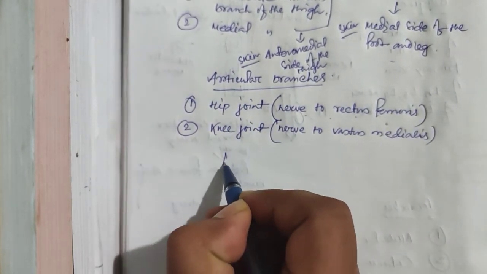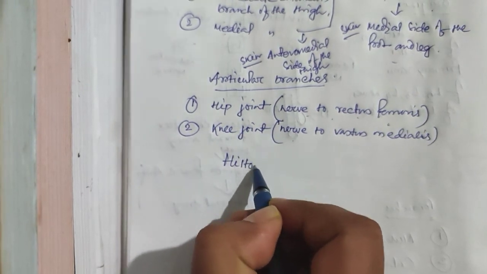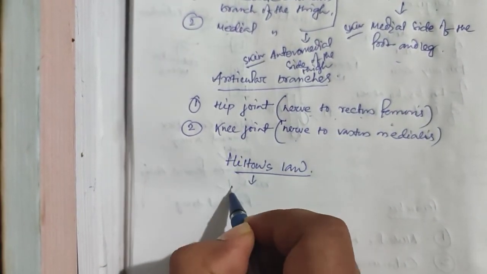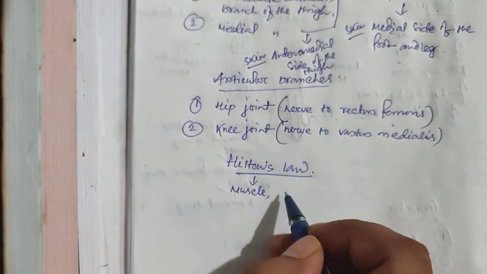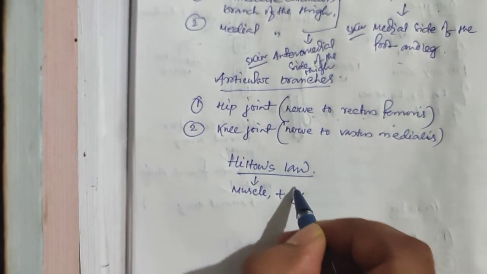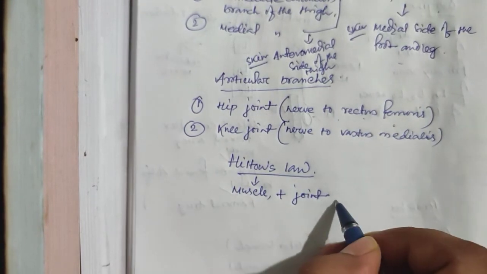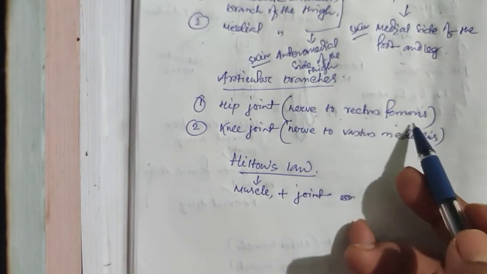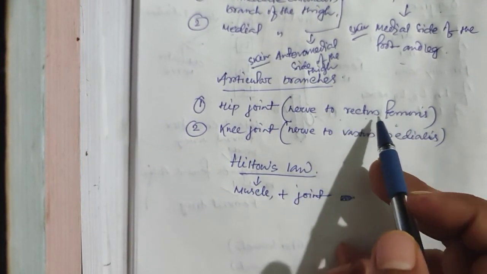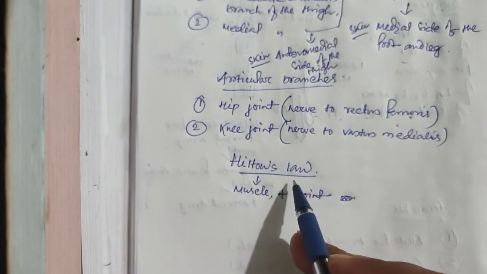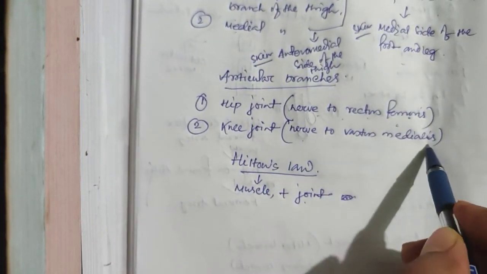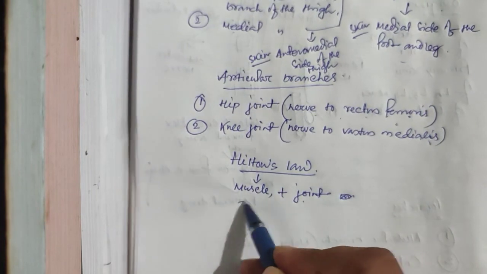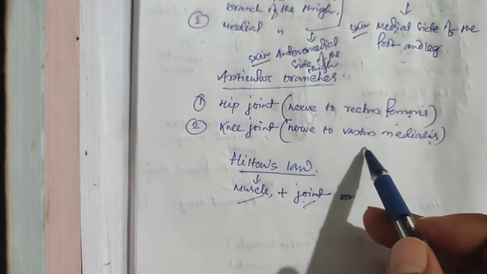These are called Hilton's law. Hilton's law means they supply the muscle and joint, muscle plus joint, and the overlying skin. That means here the nerve to the rectus femoris supplies the rectus femoris muscle and hip joint. This is called Hilton's law. And also the nerve to the vastus medialis muscle supplies that muscle and the knee joint, and these are called Hilton's law.